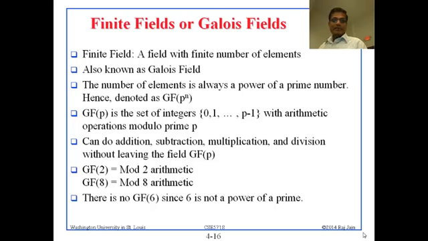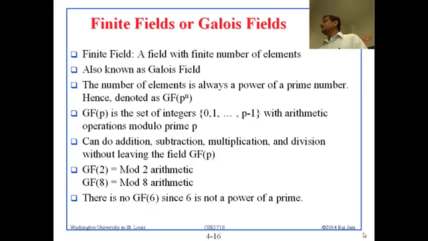And Galois field p has 0 through p minus 1. Basically, it is just arithmetic operation modulo prime p. And you can do addition, subtraction, multiplication, division, etc., etc. So this will be very much similar to what we talked about modulo arithmetic.